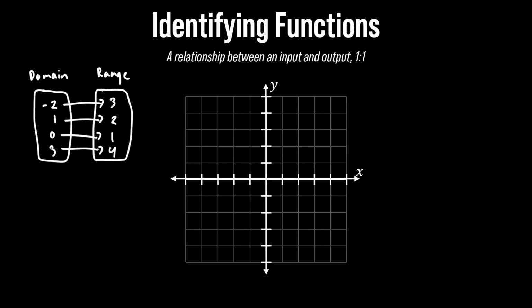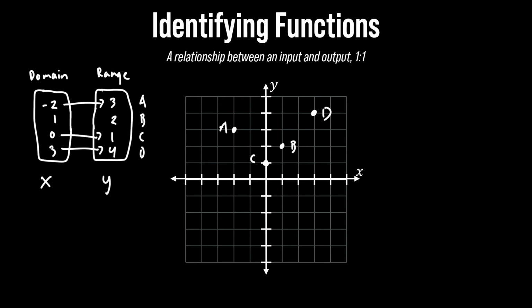For example, if we were to graph this function where x is the domain and y is the range, and let's label these points A, B, C, and D. Then we would have -2, 3 as A. We'd have 1, 2 as B. We'd have 0, 1 as C. And we'd have 3, 4 as D. Now this is a function because each point in the domain has one value in the range.